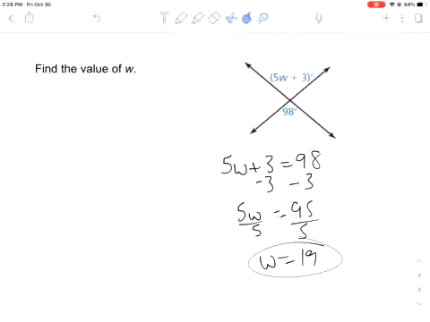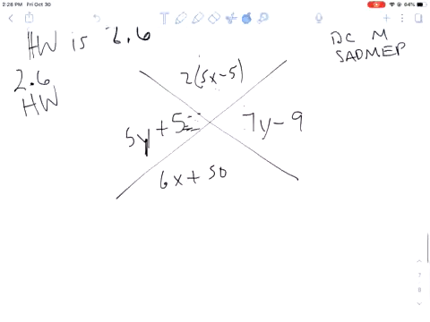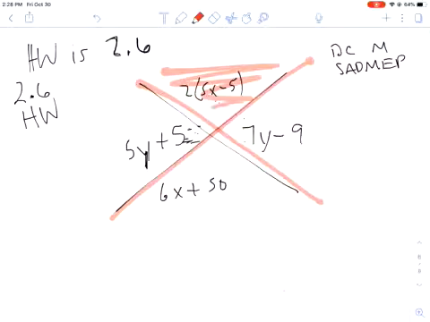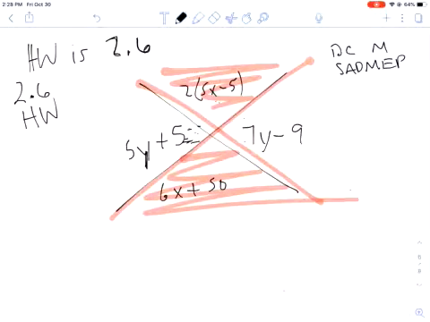All right. Now, on your homework, there may be a little bit more difficult than just a simple equation like that. So let's look at one that's similar to our homework. How about this one right here? Now, key thing. We've got some vertical angles here and here. Vertical angles can be set equal to each other.